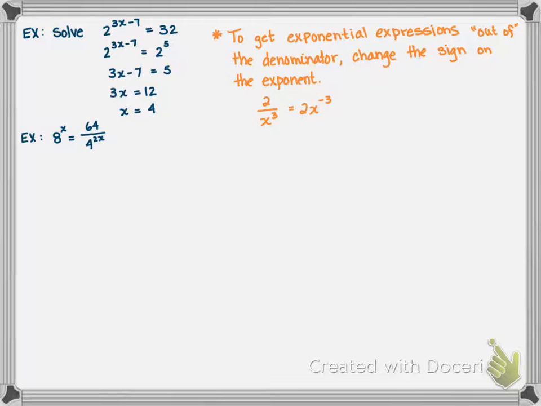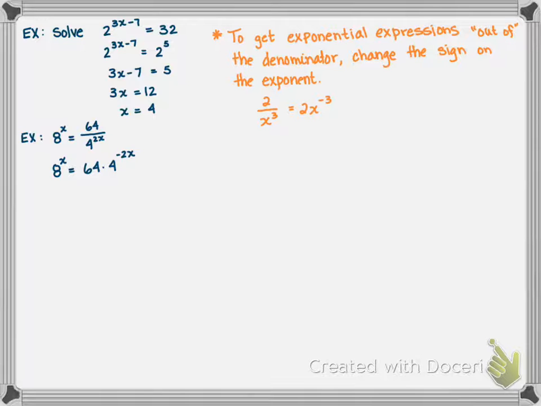So back to our problem here. If I want to get that 4 to the 2x out of the denominator, I'm going to just change the sign of the exponent, so it's going to be a negative 2x. So this gives me 8 to the x equals 64 times 4 to the negative 2x.